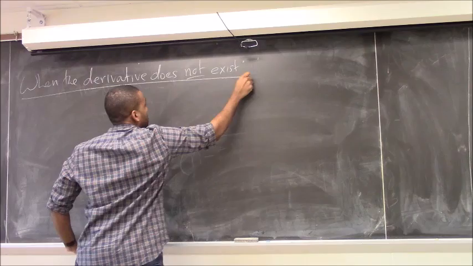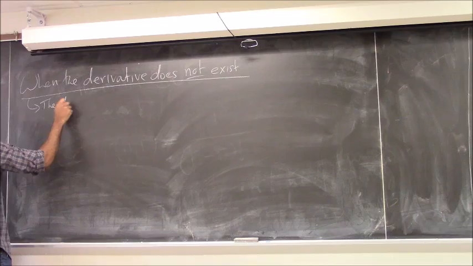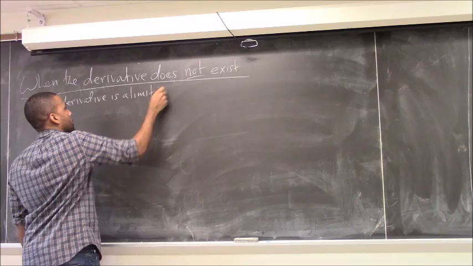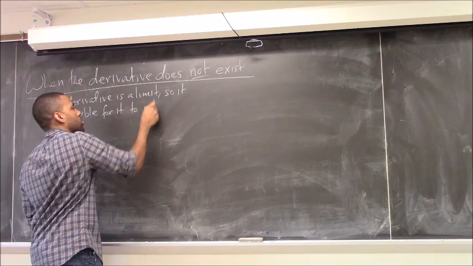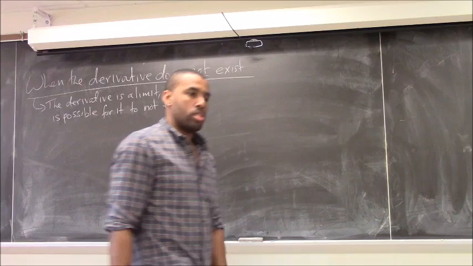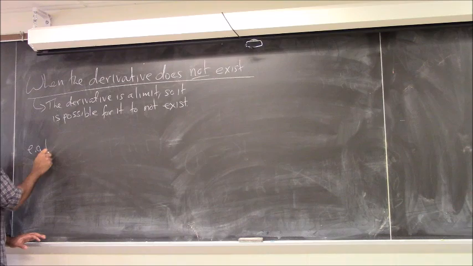So the idea is the derivative is a limit. So it is possible for it to not exist. There are three situations in which the derivative will not exist. I'm going to describe all of them to you, but first we're going to do an example to illustrate why this might be something that comes up.